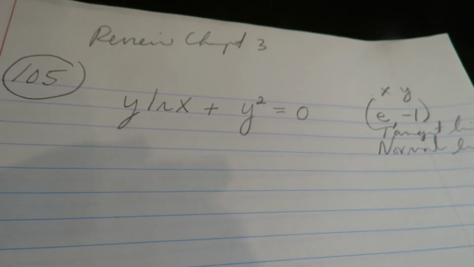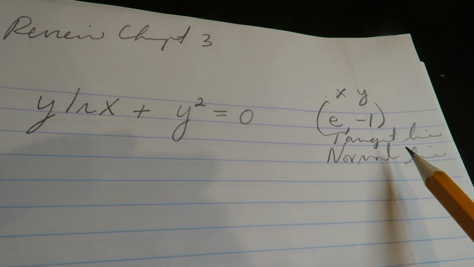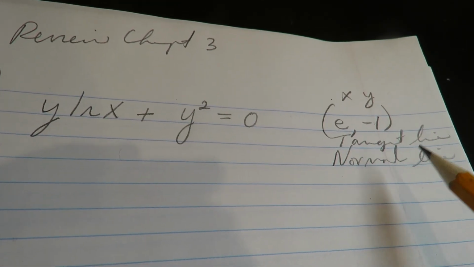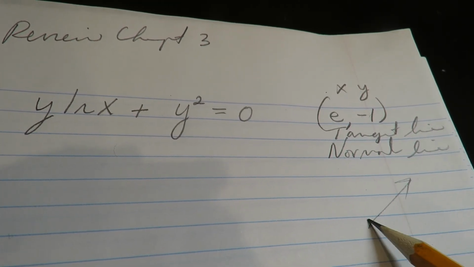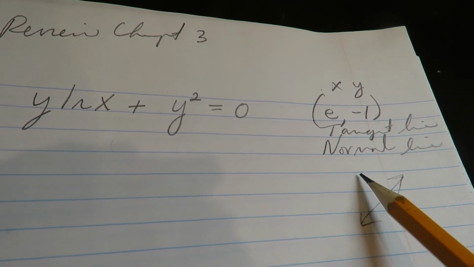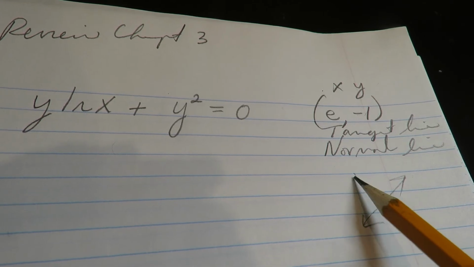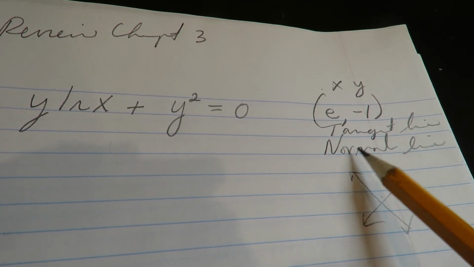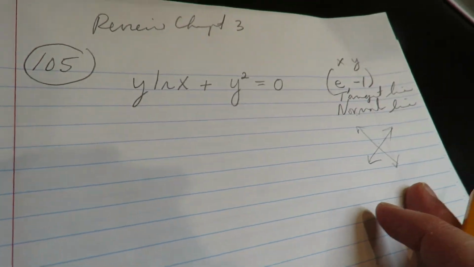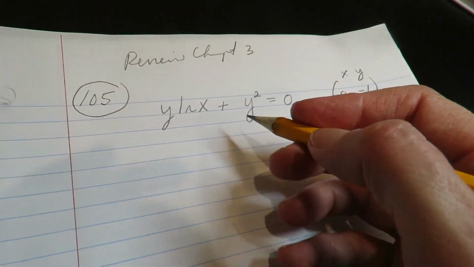Okay, gang, we're going to find the tangent and the normal line of this point on this graph. Just a reminder, the tangent line touches the graph at one point, and the normal line will be perpendicular to the tangent line. So the normal is perpendicular to the tangent. Okay, so let's start with the derivative.